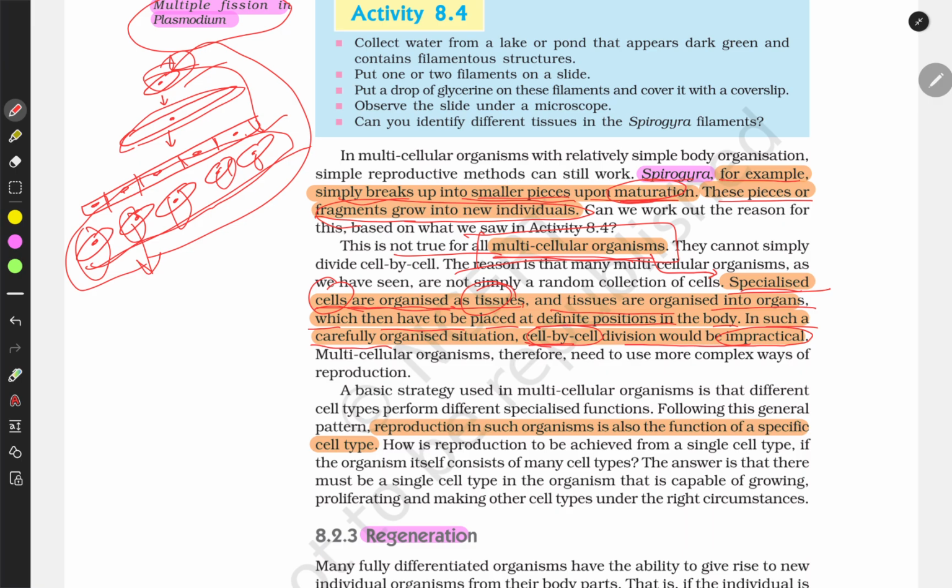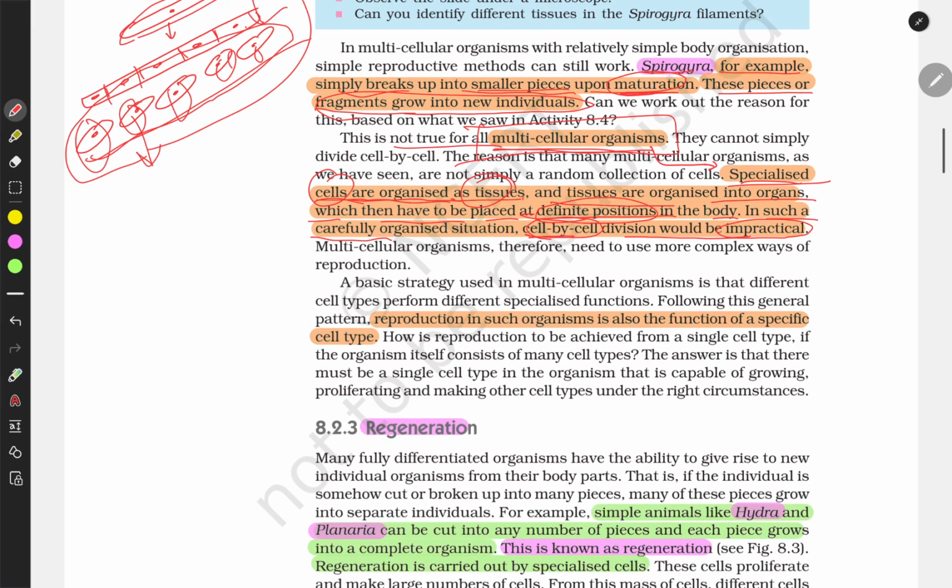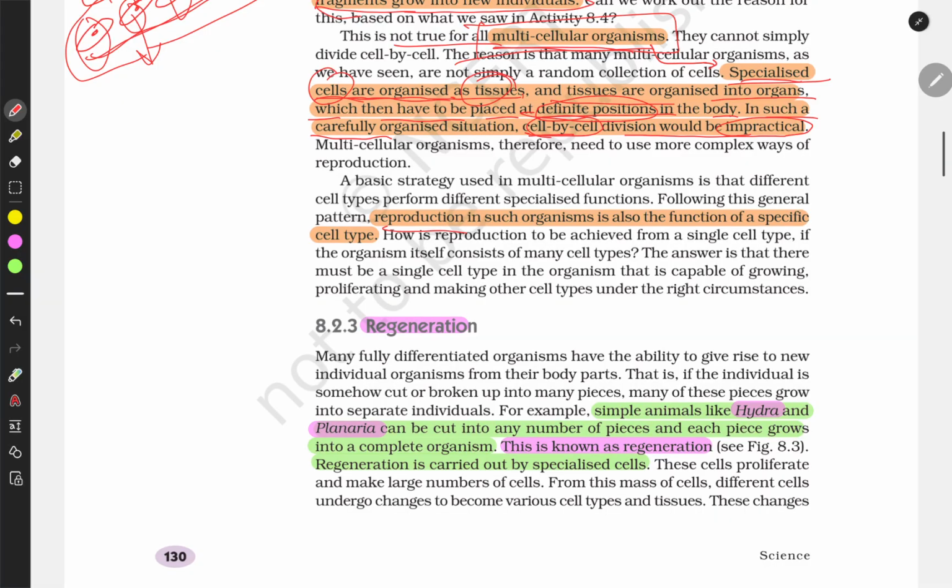and they have a definite place in their body where the reproduction starts. Reproduction in such organisms is also the function of a specific type of cell. So although they are complex and have multiple functions in their body, for the reproduction we have a special type of cell in their body which performs the reproduction.